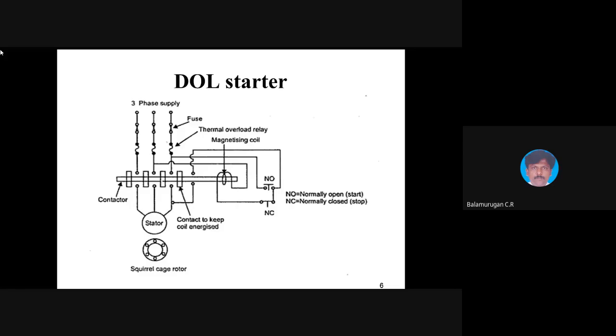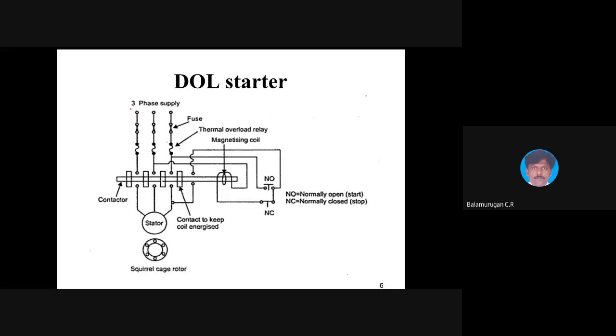Here we won't reduce the supply voltage. We'll apply the full supply voltage because the rating is very small. The current generated will be 6 to 7 times only, not 10 to 15 times. It will be less than 5 to 7 times only, and only for a fraction of a second. So this starter has the capability to function with the full supply voltage. Here are the arrangements available.